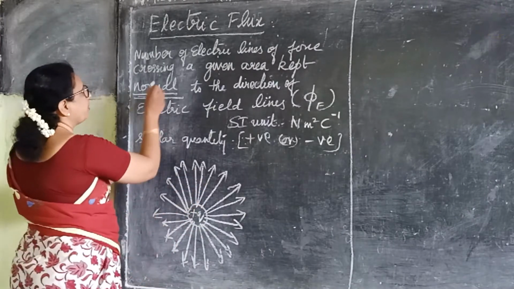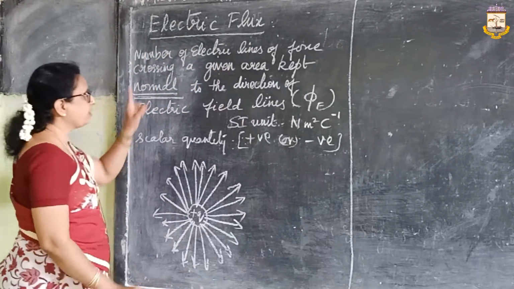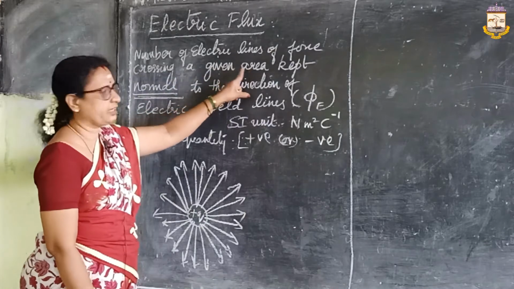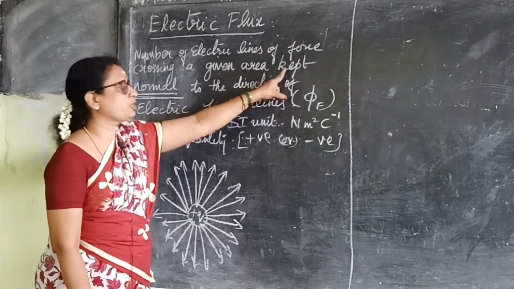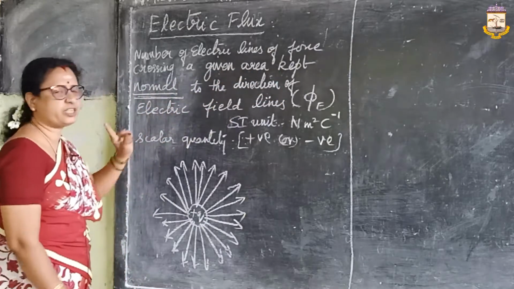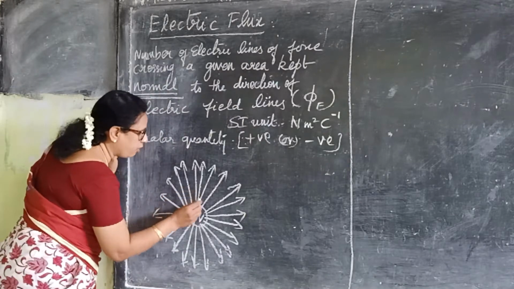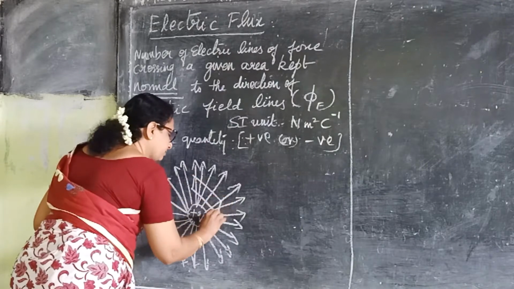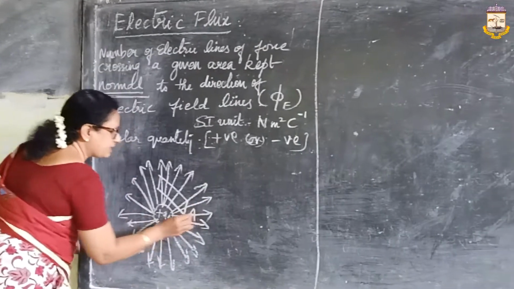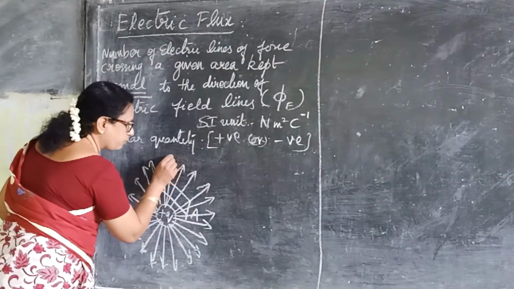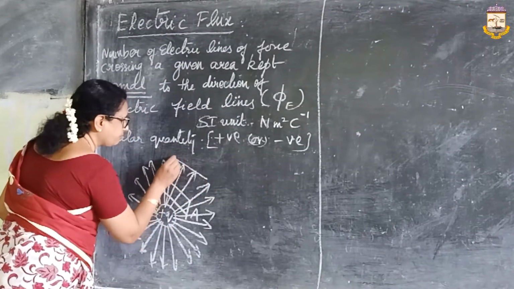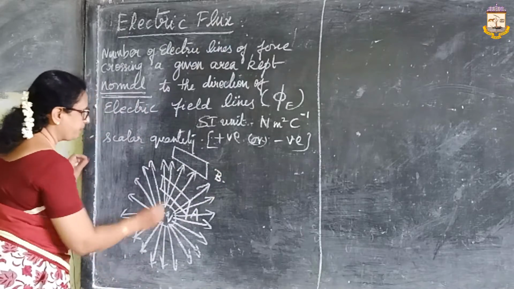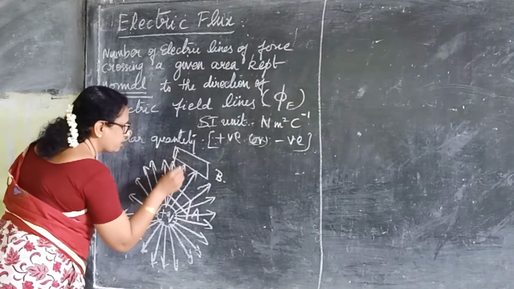Now, we are going to define electric flux. To define electric flux, you have to imagine an area, a given area, and it should be kept normal to the direction of electric lines. So, let me draw an area. Say, name this area as A. Let me draw another one area. Say this as B. Let me protrude this.